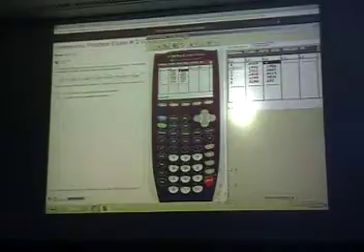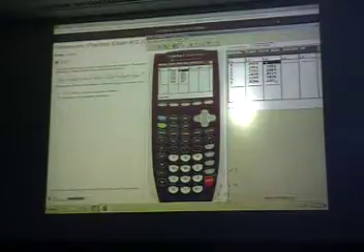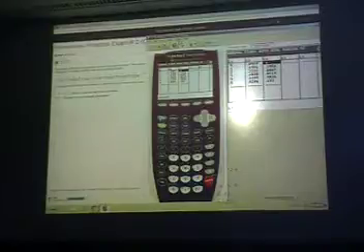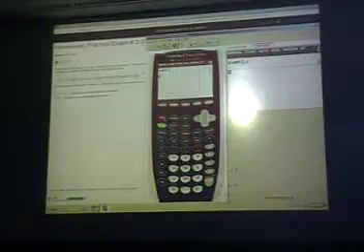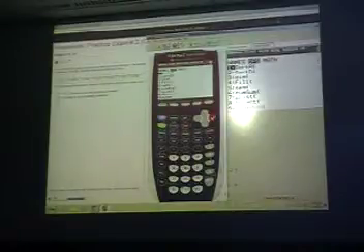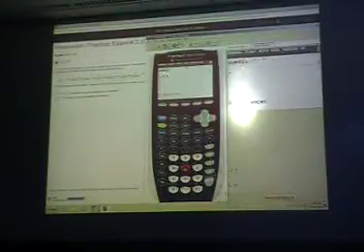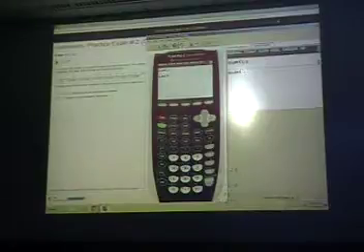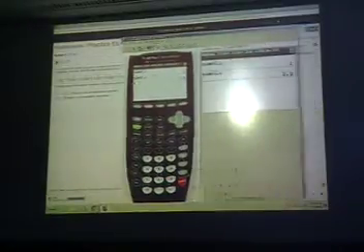0 times this is 0. 1 times 0.19 is 0.19. The sum of all these list 3 numbers is the mean. So I can do it the same way I added up L2. Second quit, just to get out of the screen. Second stat, go over to math and choose the sum of L3. The mean is 2.3.